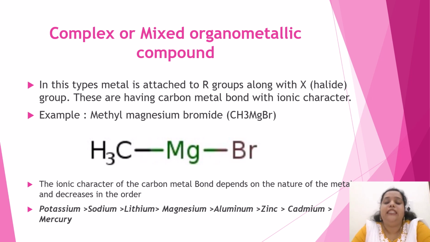If you talk of complex or mixed organometallic compounds, in this type the metal can be attached to alkyl groups along with a halide also. These have a carbon-metal bond with ionic character, and the Grignard reagent is the best example of it, where the metal is in between, with a halide connected on one side and an alkyl group on the other. The ionic character of the carbon-metal bond depends on the nature of the metal and decreases in this order: potassium has the highest ionic character, decreasing through sodium, lithium, magnesium, aluminum, zinc and cadmium to mercury.